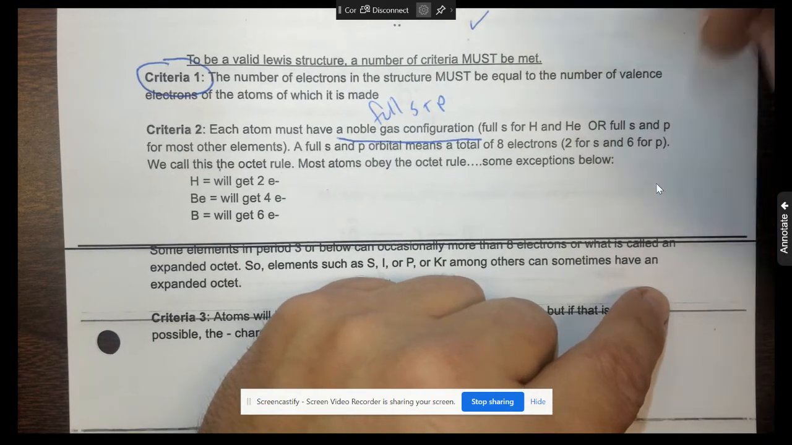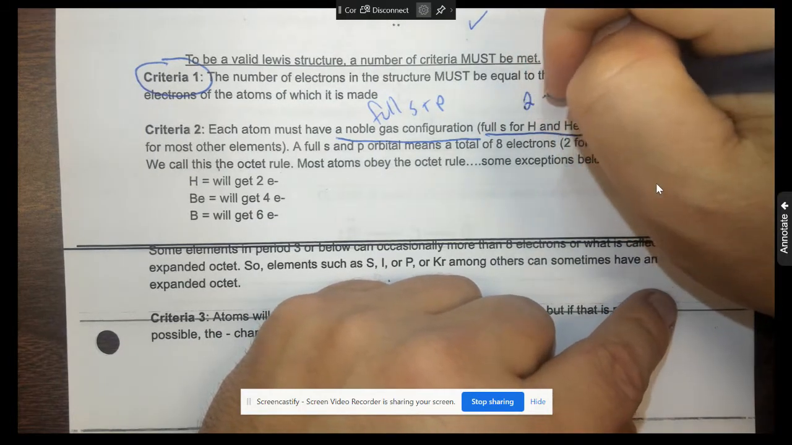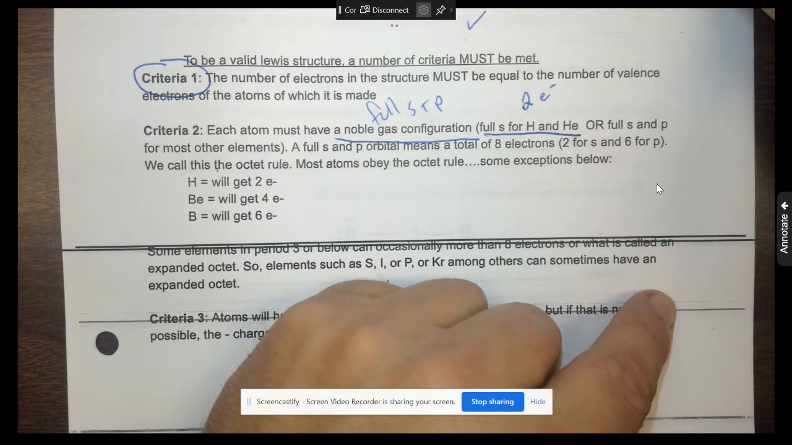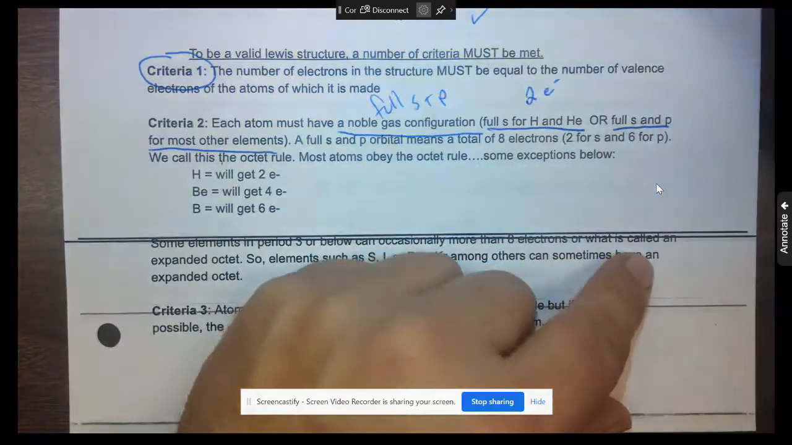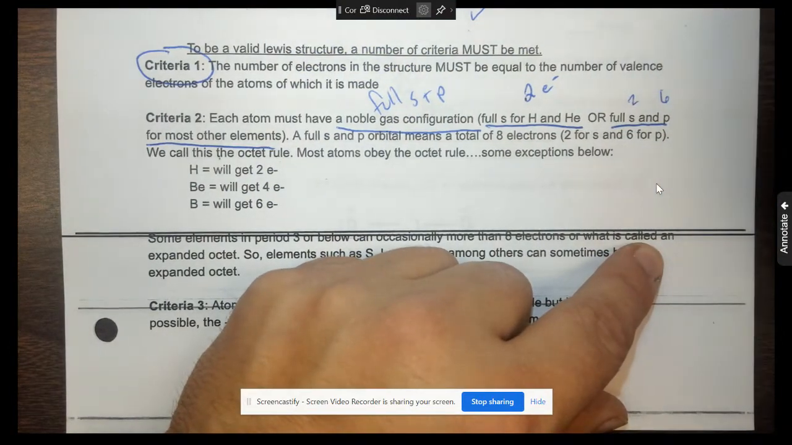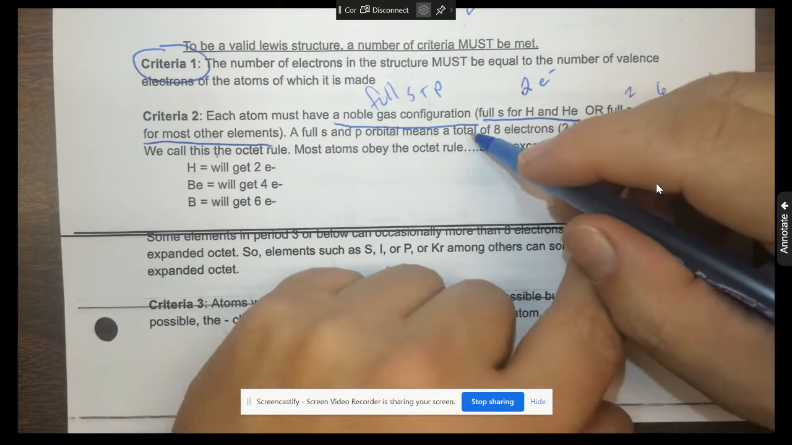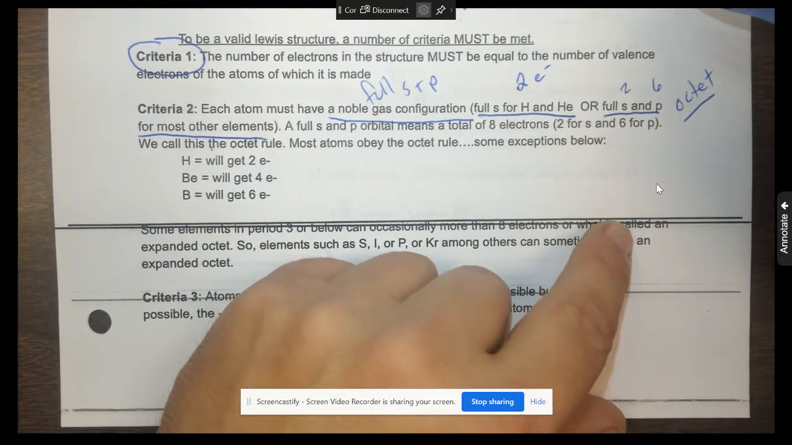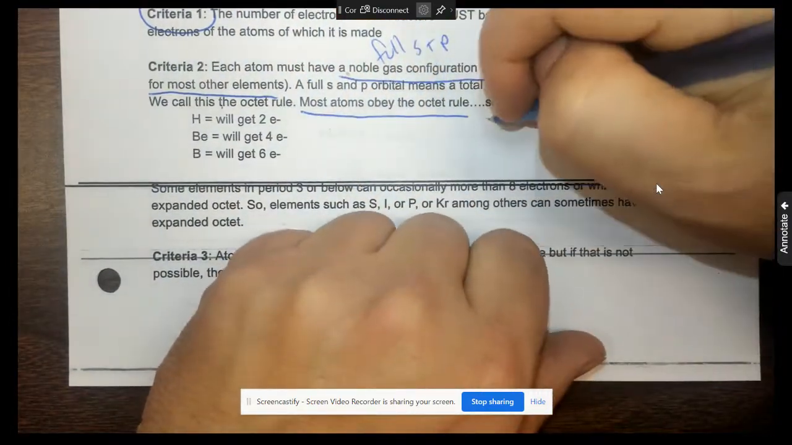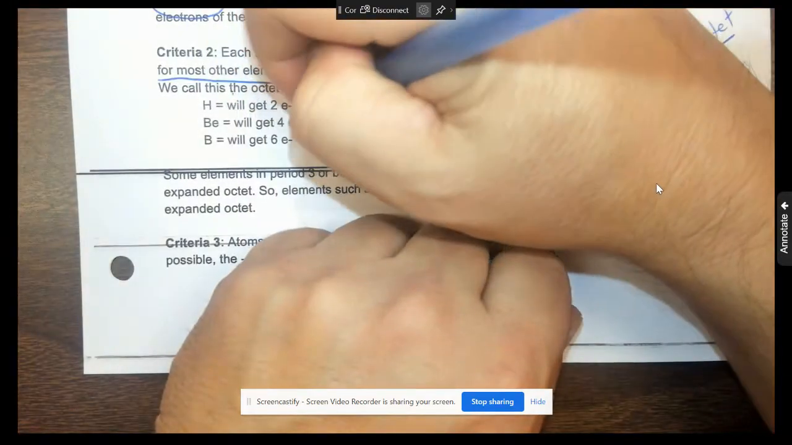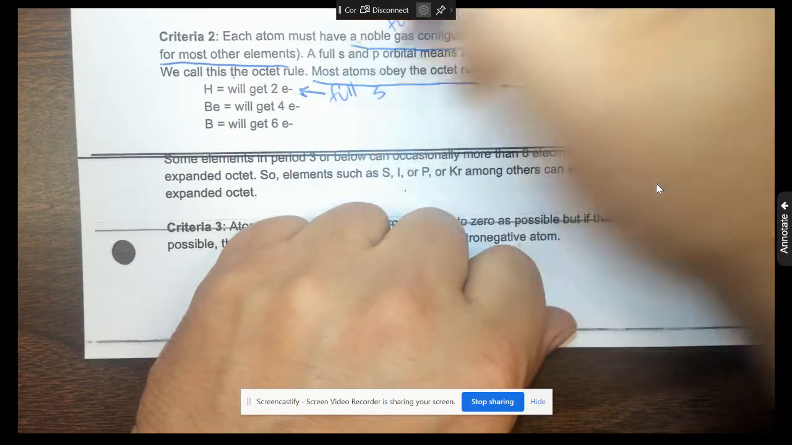Now there's some exceptions to the rule. For hydrogen and helium, that's just going to be 2 electrons because that's a full energy level for them. For most other atoms, they're going to want a full S and P. That's 2 from the S, 6 from the P, which is the octet rule. Full S and P means a total of 8. We already know this. All right. As I said, most atoms obey the rule, but there are some exceptions. Like I mentioned with hydrogen, all he'll ever have is 2 because that's a full S. He does not have a P.